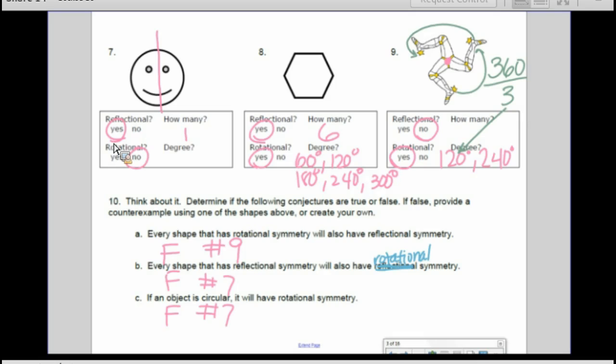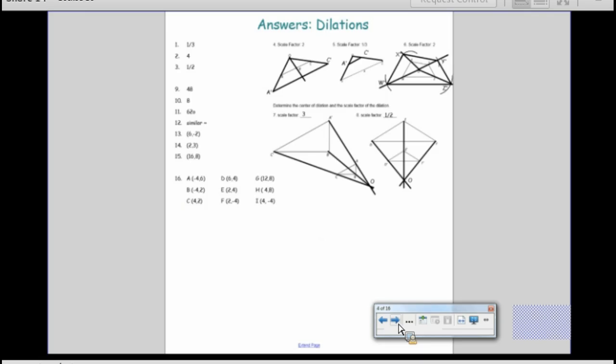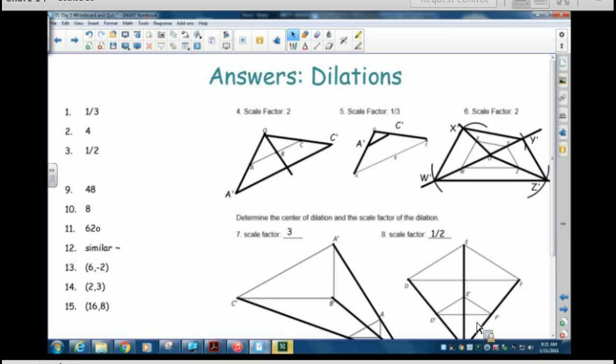How do I know how many degrees are on number 8? I take my 360 and I divide it by how many vertices there are. Since there's 6 vertices, it's a hexagon. That's why I got 60. And then you just do 60 times 1, 60 times 2, 60 times 3, all the way until you get to 360.